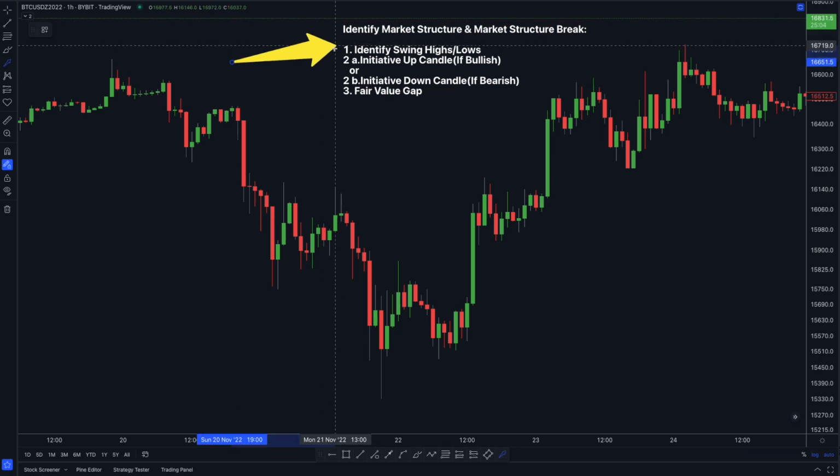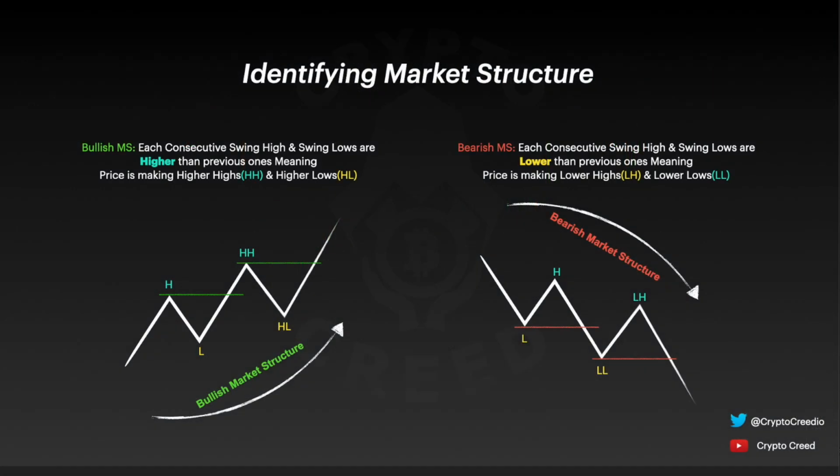So the first step is to identify swing highs and swing lows. But before we do that, we first need to know the definition of market structure. Market structure can be divided in two.